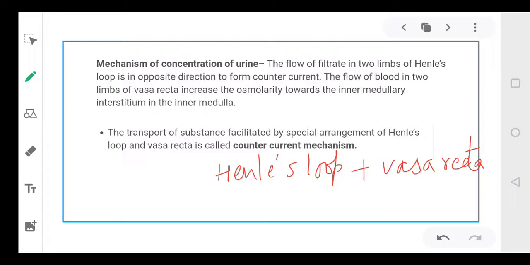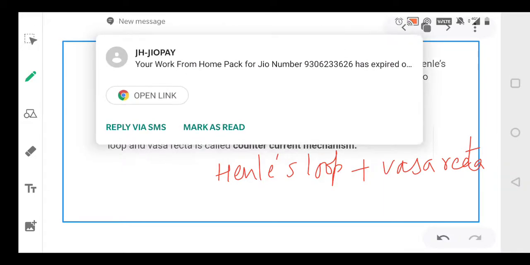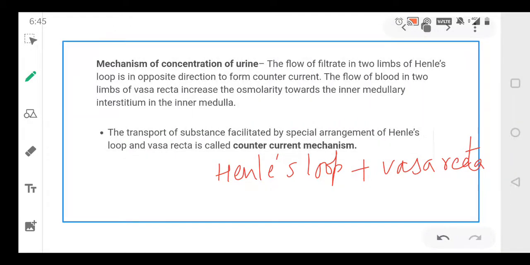The flow of blood through the two limbs of the vasa recta is also in the counter current pattern. Okay, it is also in the counter current pattern.